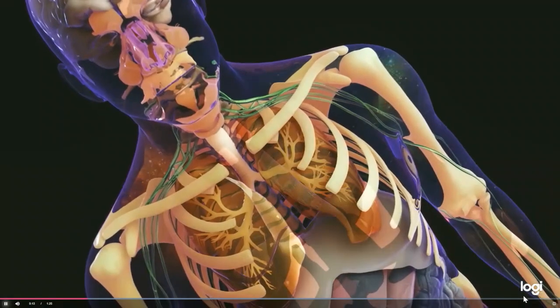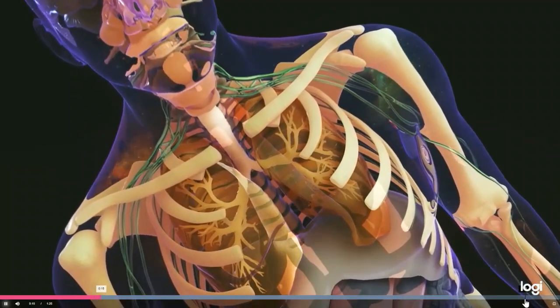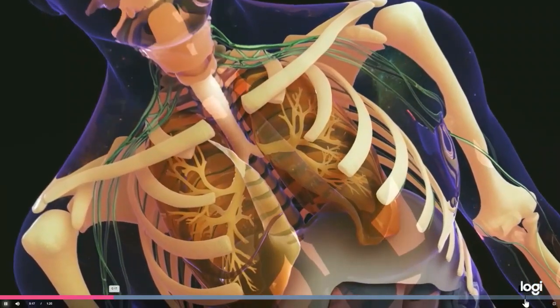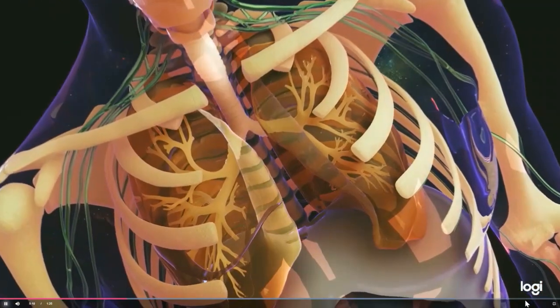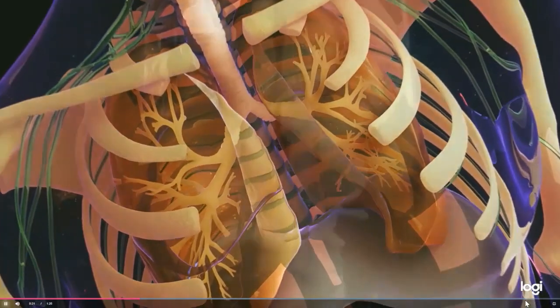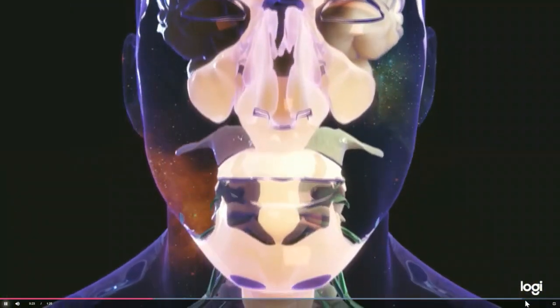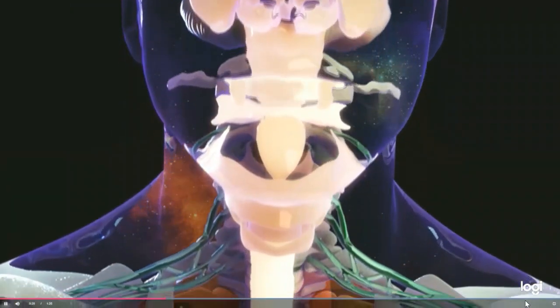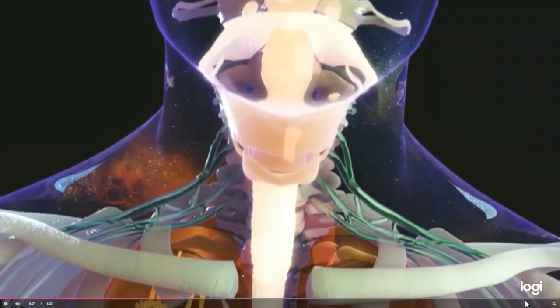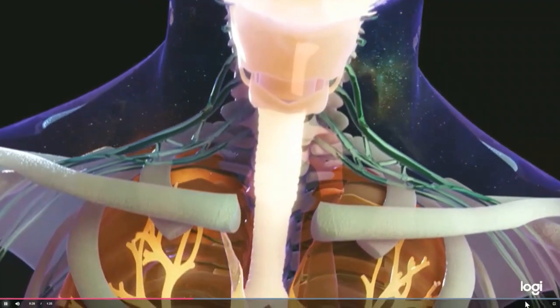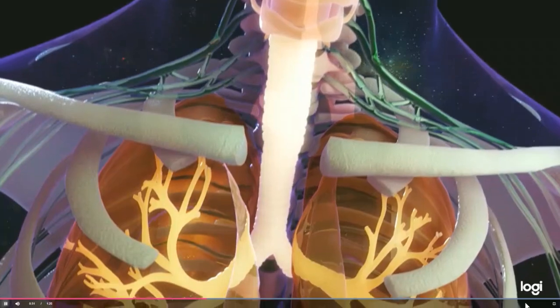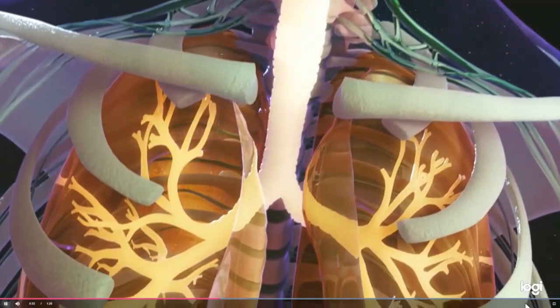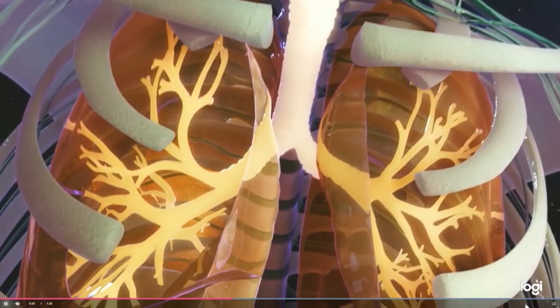The respiratory system takes in oxygen and expels carbon dioxide. Oxygen is delivered into the blood, whereas carbon dioxide is removed. Air enters the respiratory system at the nose and mouth and passes down the throat through the voice box and into the airways. The largest airway is the trachea, which branches into two smaller airways, the left and right bronchi.